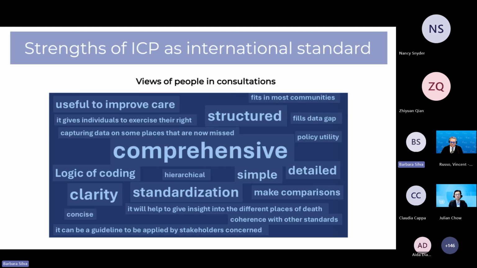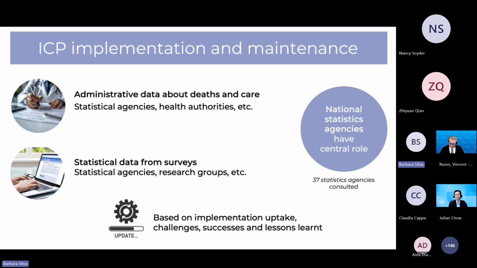In this slide, you see the strengths of the classification as written by the people participating in the consultations. The most important is comprehensive, which indicates the ICP is exhaustive. Other characteristics are the clarity, the standardization, the simplicity, but also the detail and the logic of coding were highlighted. People valued the usefulness to improve care and the policy utility, saying it allows individuals to exercise their right and it fits most communities.